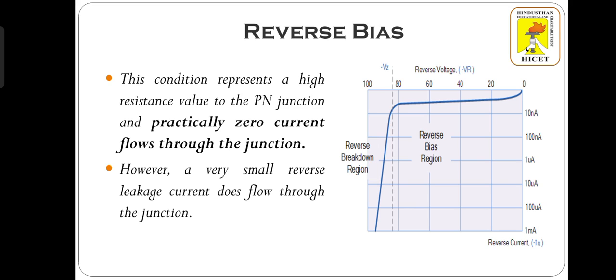Practically speaking, no current flows through the junction for the initial level of voltage, but in the graph it is shown with some minimum value of current during the initial range of voltage. That is the leakage current, which is due to the minority carriers. If the voltage is sufficiently high, the device will enter into the breakdown region. This breakdown is called avalanche breakdown. After the avalanche breakdown, there will be a steep increase in the current, which is shown in the graph.